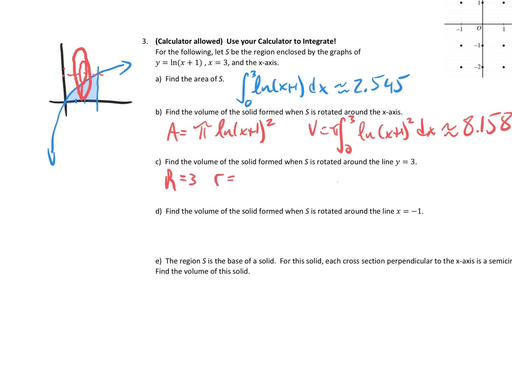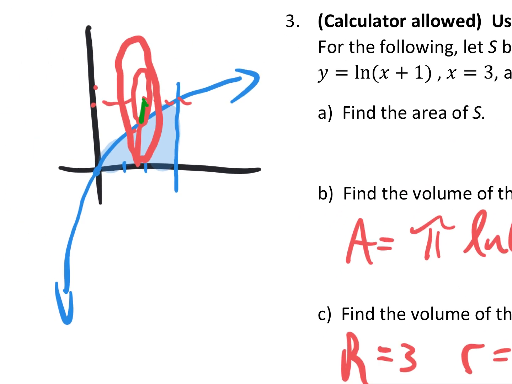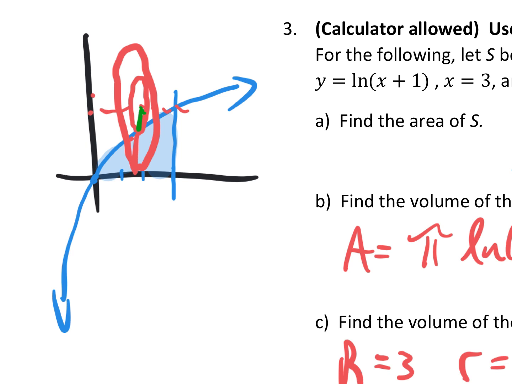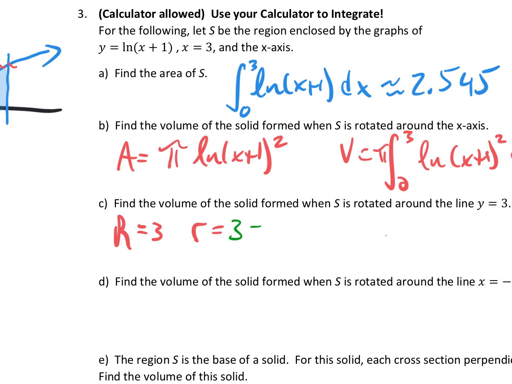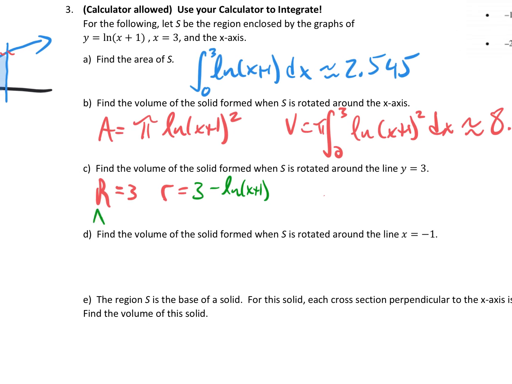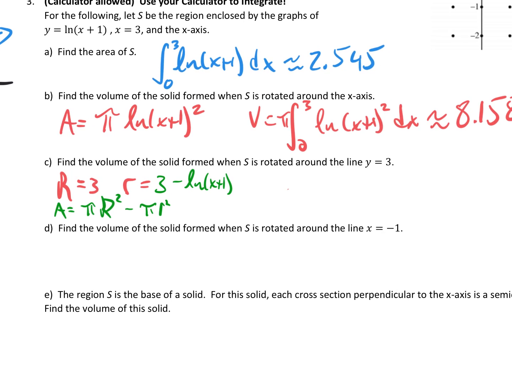And the little radius from the center to the, let's see, right about here. Let's give that a green line there. Okay, so this little green line right here, what is that going to be? It's going to be this value of 3 minus the function. So 3 minus the function, which is natural log of x plus 1. Now we know that the area of a washer is pi times big R squared minus pi times little r squared. And then the volume is going to be the integral of that. So let's go ahead and integrate that.